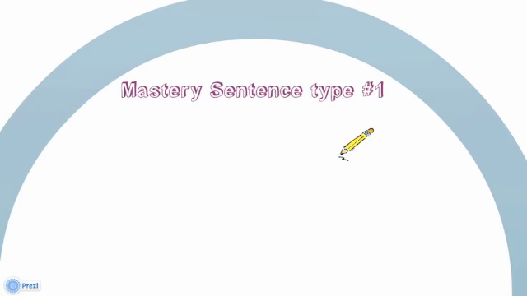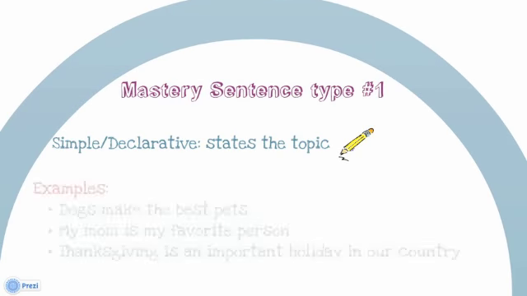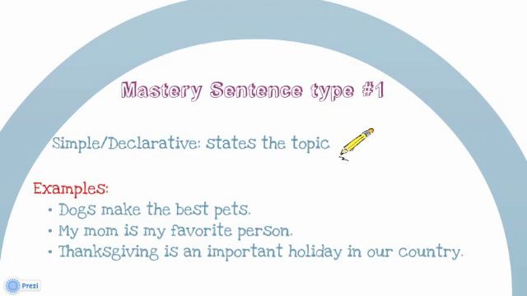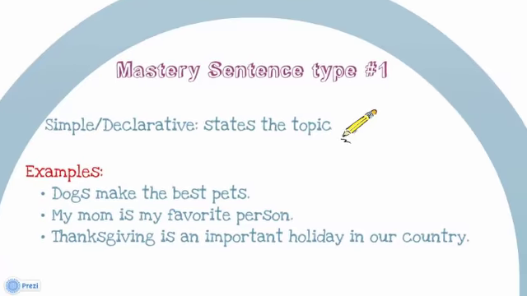All right, so the first sentence we're going to talk about is the simple declarative. This is something that just states the topic. So the three topics we're going to talk about are dogs, moms, and Thanksgiving. And I'm just going to show you different variations on how we can use the exact same topic, but in different ways. So you could simply say dogs make the best pets, my mom is my favorite person, Thanksgiving is an important holiday in our country. All of these are stating the topic, and that's it. It's pretty nitty-gritty, down to the details, nothing really fun and exciting or expressive, but it gets the job done.